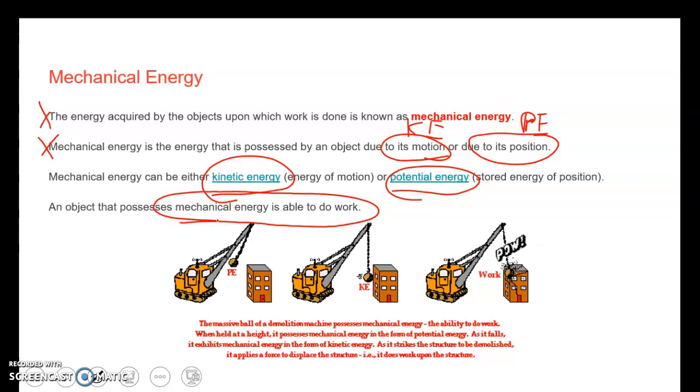So an example here is you've got the ball here, of the demo machine, and it has potential energy at the very top. As it moves down, this energy becomes kinetic because it starts to move faster. So now this will have kinetic and potential energy together. That energy together is going to do the work that's needed to destroy this building. So potential and kinetic energy together do work. Mechanical energy is the ability to do work.